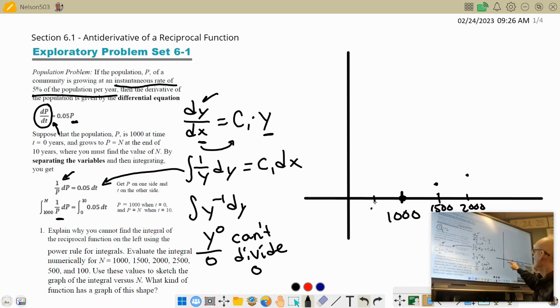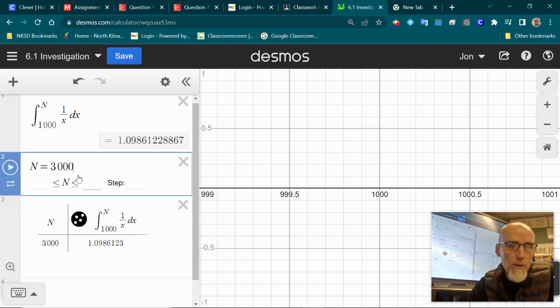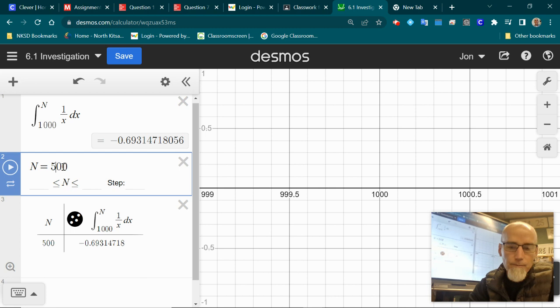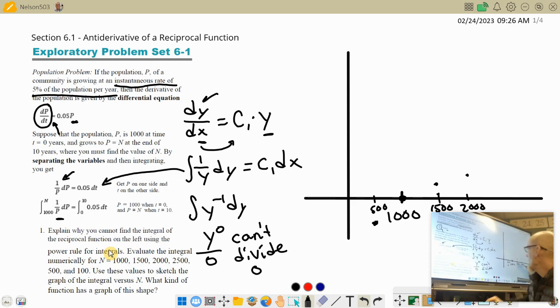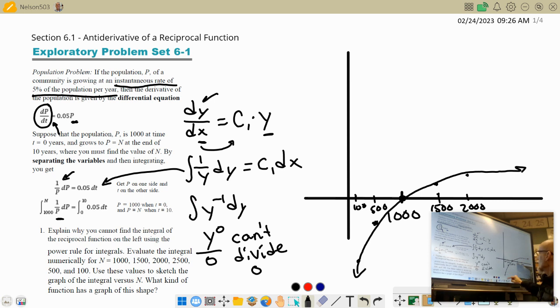At 500, I think it's negative. Let's test that idea out real quick. Like where did this point come from right here? Well, back in my little table here, when I make this 500, I get negative 0.69 something. If I make it 100, I get negative 2.3. So I'm gonna graph that. So 100 would be like right here, and then negative 2.3 would be down here. And then if we did connect them together, what function does that look like?